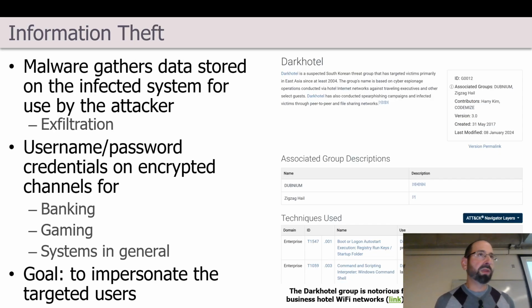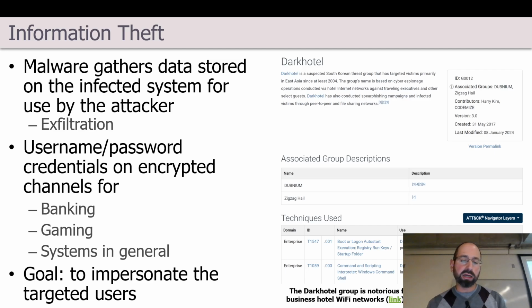So that's ransomware. There's also, separately, just data or information theft, where the whole purpose of the malware is to gather some data and to then exfiltrate that data. It could then be used to stage subsequent attacks. It could be grabbing username and password and authentication credentials to log into banking or other systems in general, to be able to further impersonate targeted users. Or it could be specific corporate company secrets, government secrets that are being stolen via the malware itself.